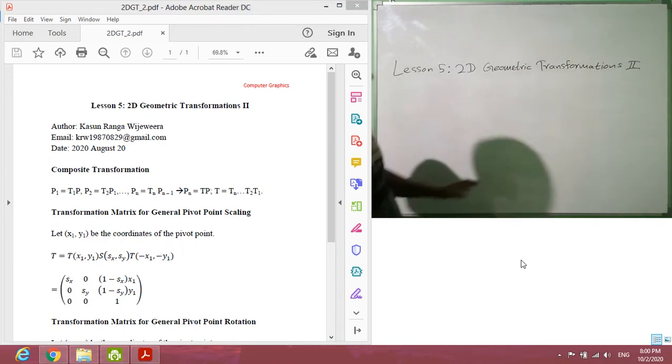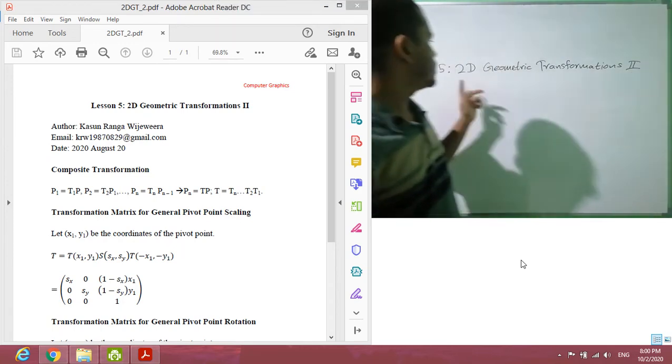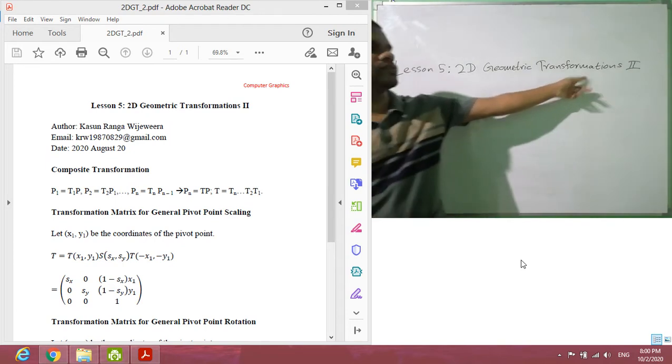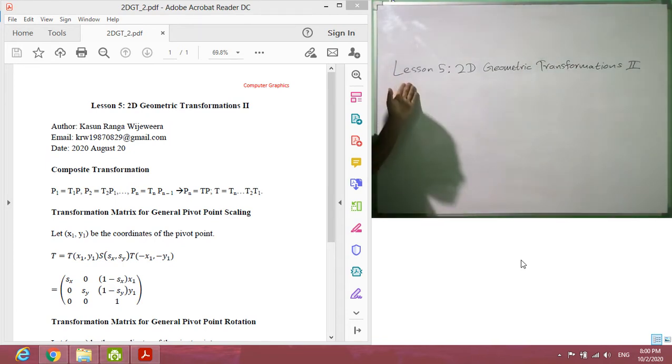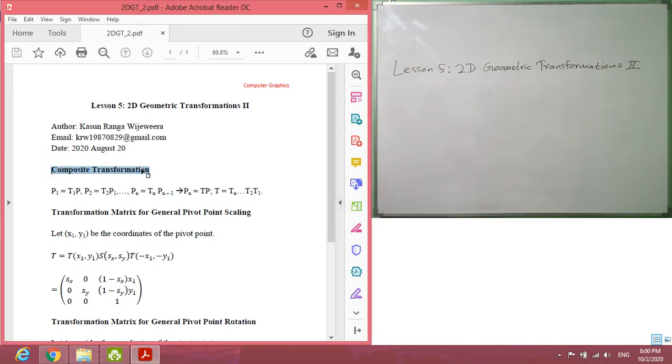I'm going to discuss part 2 of two-dimensional geometric transformations. This is our lesson number 5. And first, let's try to understand composite transformation.